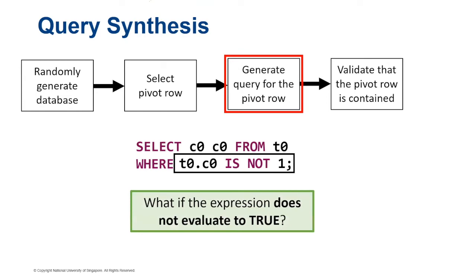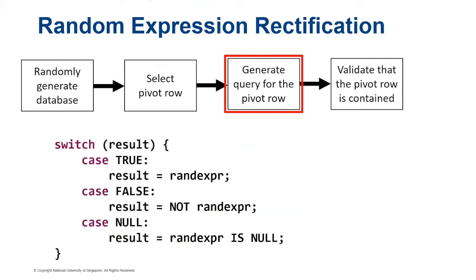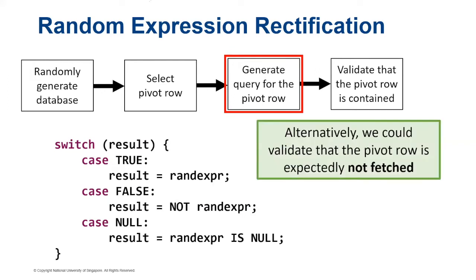Well, what if the expression does not evaluate to true? One simple approach to fix this is to have an additional check. So if it, for example, evaluates to false, then we'll append this NOT operator. If it evaluates to null, then we also add this IS NULL operator. Alternatively, you could also have checked that the pivot row is expectedly not fetched if the predicate evaluates to true, but this would make things also a bit more tricky with, for example, join clauses.